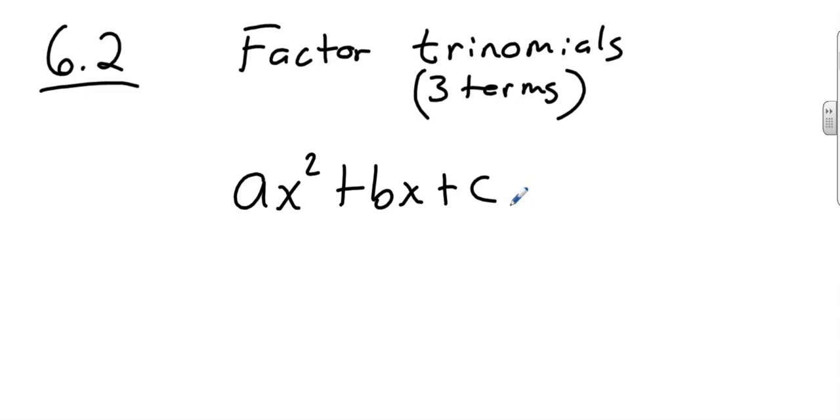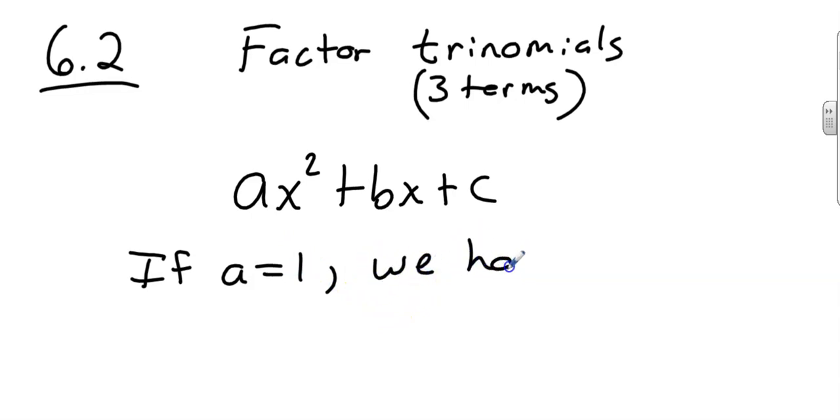And we're going to look at a couple of different things on this. The very first thing that we're going to do for this part in 6.2 is that we get a shortcut: if your a value is equal to 1, I can write it down here, then we have a shortcut.